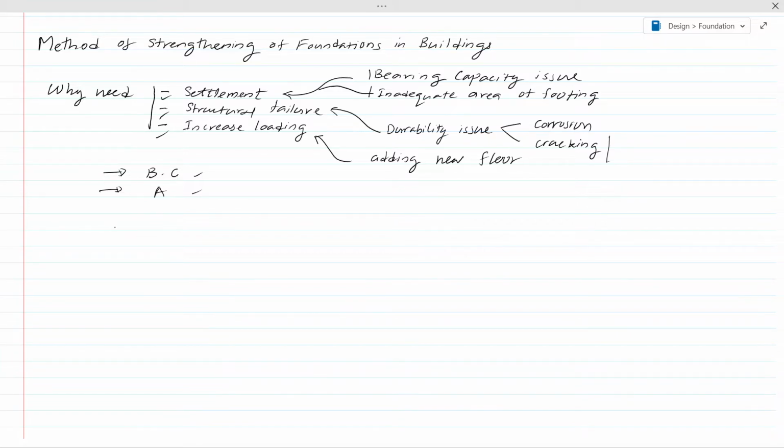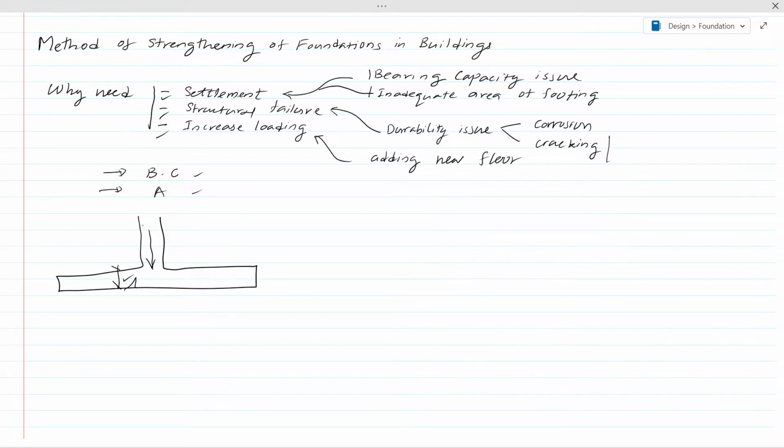Let's take a small sketch of the foundation. The footing will be something like this. So your column will act like this. So when you have a column load, if this thickness is not adequate, you have to address it. There could be a structural failure if you notice that.